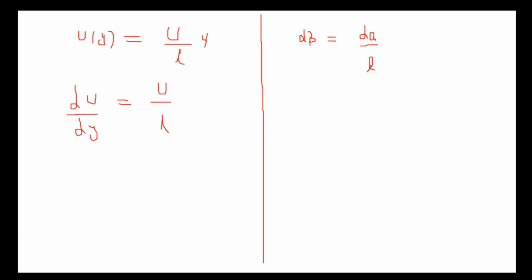The velocity of the top plate is capital U, and time is t, and the distance traveled is dA. So dA is the velocity of the top plate, which is capital U, into differential time dt. Is it clear? We are deriving this equation from the famous equation of distance equals velocity into time.